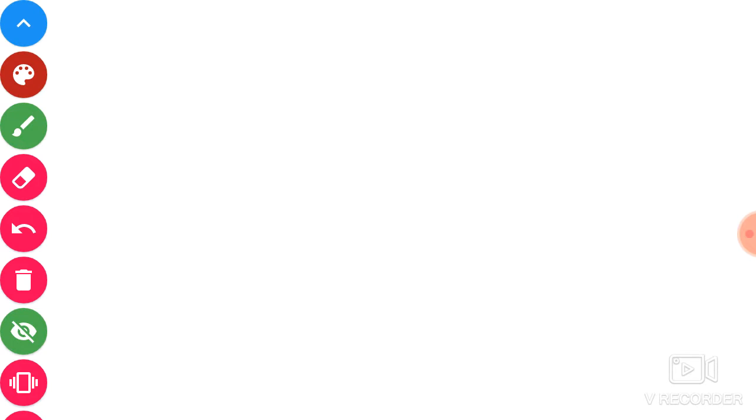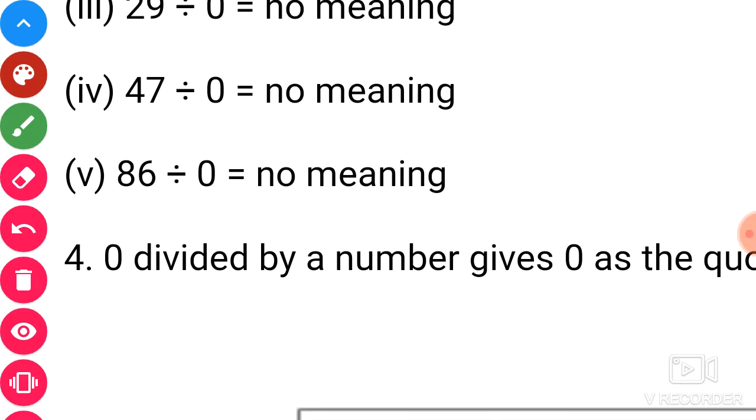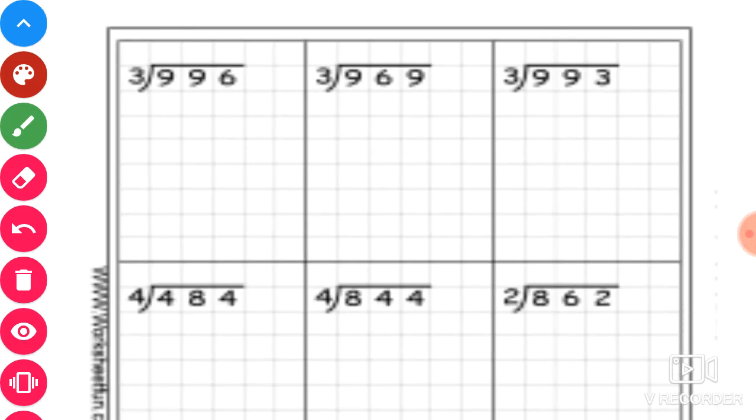Okay. Now, as we have completed properties of division, let us do division of a 3-digit number by 1 digit without remainder, without leaving remainder. Okay, let us start.